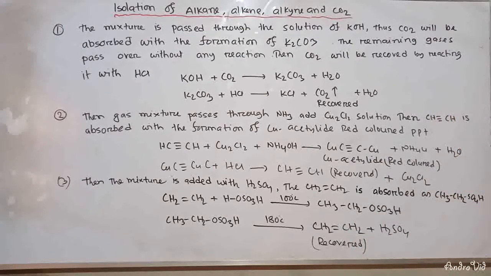So these are the three processes. By using these three processes, in the first process carbon dioxide is eliminated, in the second process acetylene is eliminated, and in the last process ethene is eliminated. So the rest of the part present in the mixture is ethane. In this way alkane, alkene, alkyne and carbon dioxide, all the molecules get separated from one another. This is the way to isolate all the components.